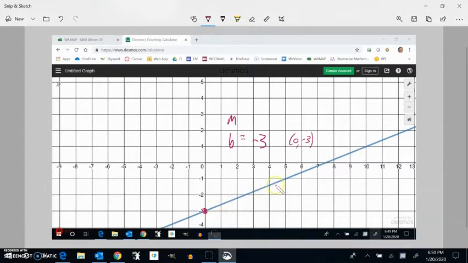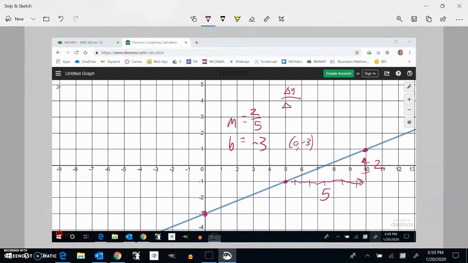And my slope, I'm going to find those lattice points. So boom, right here, here's one. Here's one. I can go from any lattice point to any other lattice point. And again, what I want is change in x and change in y. So 1, 2, 3, 4, 5. This goes over 5 and up 2. So it looks like m must be 2/5. Remember, change in y goes on top, rise over run.